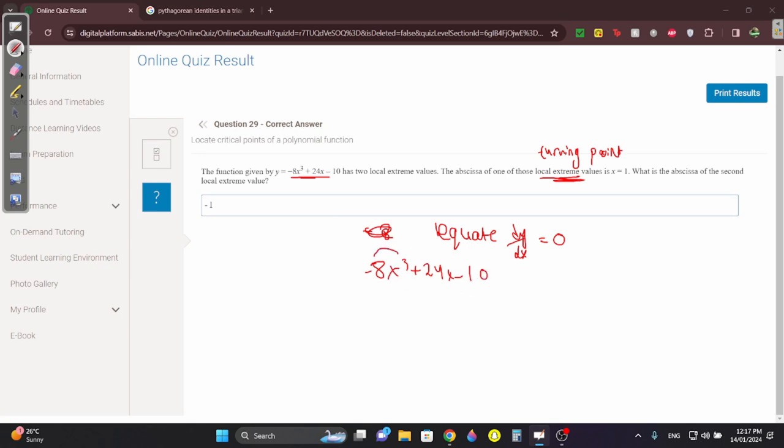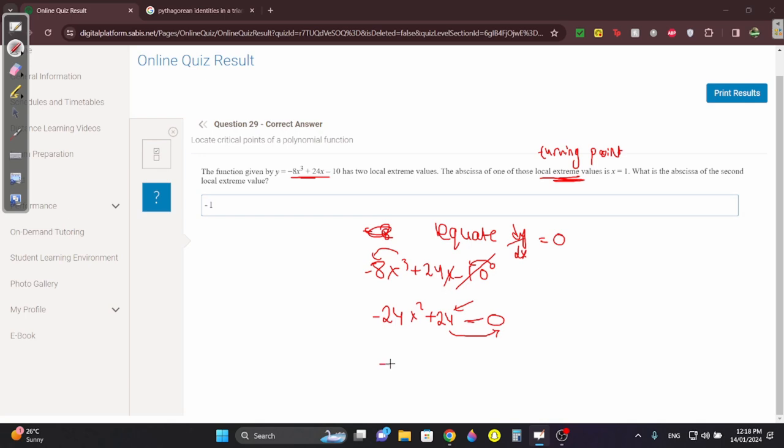How do we find the derivative? 3 times negative 8, negative 24, reduce this exponent by 1, becomes squared. 24x, you multiply 1 by 24 to become 24, and reduce the exponent by 1, x will be cancelled. And negative 10, of course 0 times negative 10, it will be cancelled. So this is your derivative. Now to find our turning points, we have to equate this derivative to 0. So let's equal it to 0.